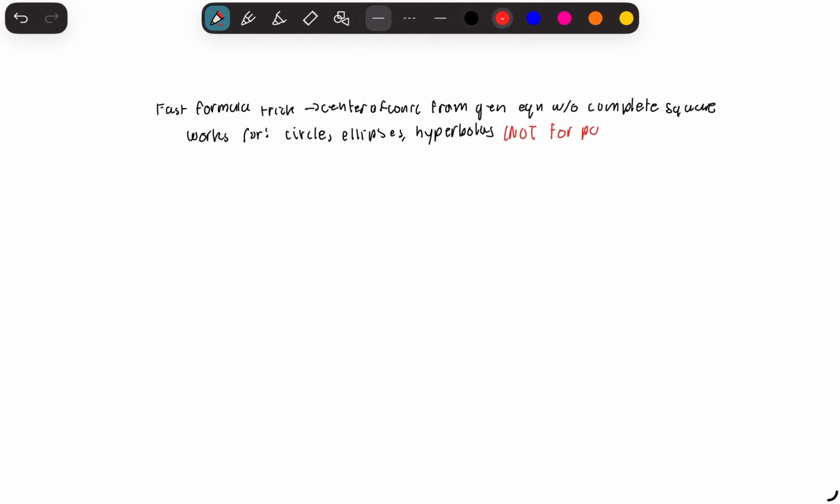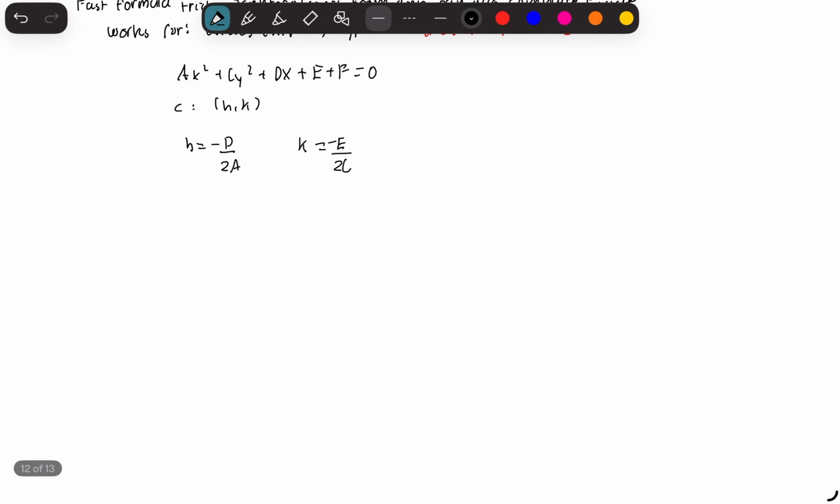Not for parabolas. Your formula is going to be when you have ax squared plus cy squared plus dx plus ey plus f is equal to 0. Your center is (h, k). h is equal to negative d over 2a, and k is equal to negative e over 2c. And this comes from how completing the square shifts the graph.